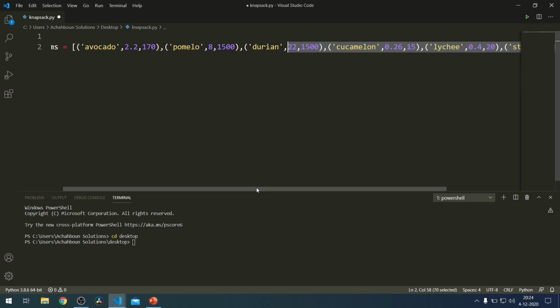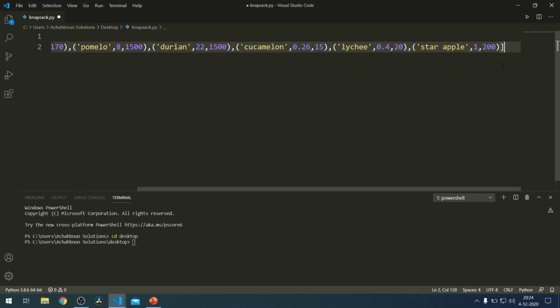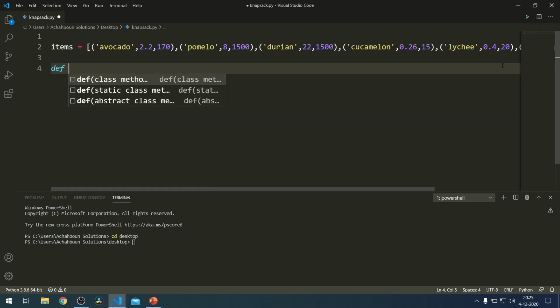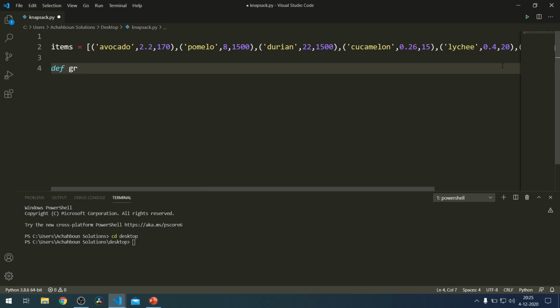So that's one way we could potentially convert our grams and kilograms. So let's actually write an implementation for this first, or basically the first greedy approximation. I'm just going to define this function, and I'm going to name it greedy fruit. And what should this function take as arguments?